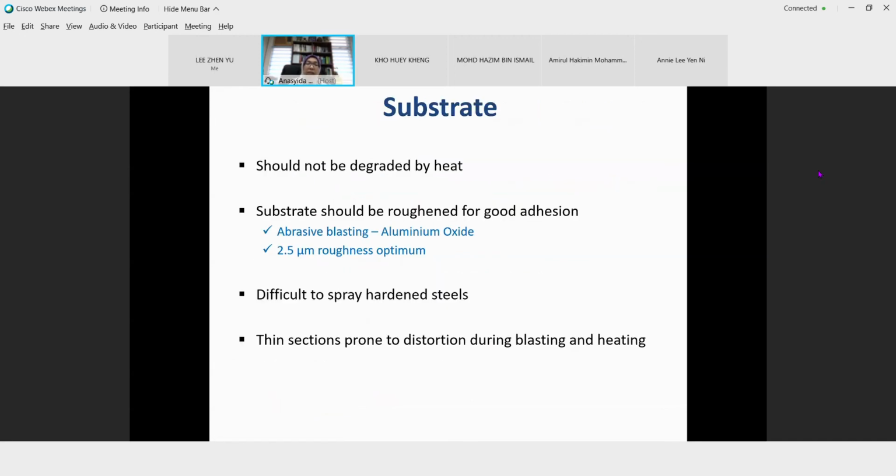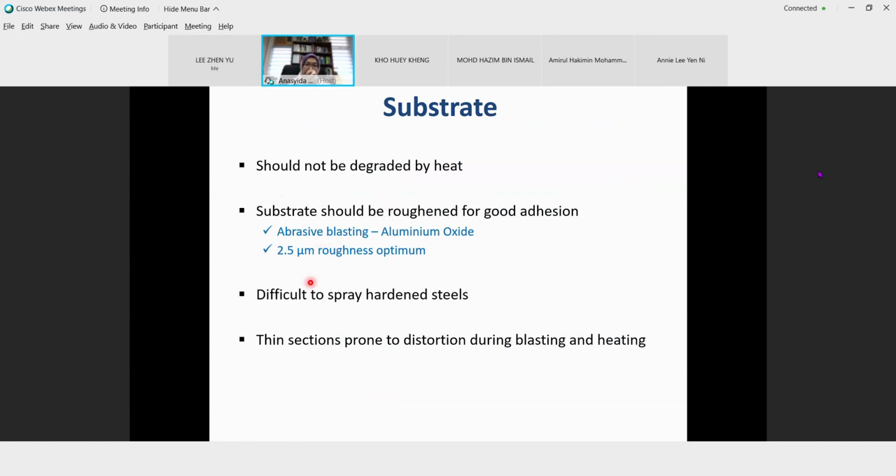Okay, so the substrate. Definitely, if you use thermal spray, your substrate must not be degraded by heat. If your substrate cannot sustain the heat, it will melt together, so the purpose of coating dah tak betul dah. Maksudnya you must ensure that the heat supplied must be less than the temperature your substrate can take. The substrate is supposed to be roughened to have some adhesion.